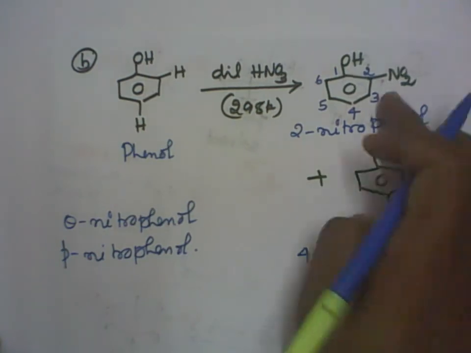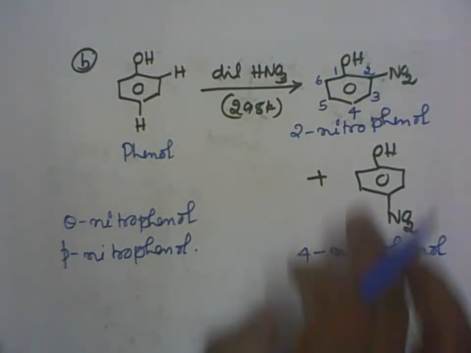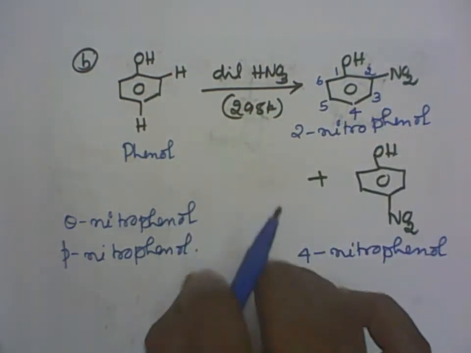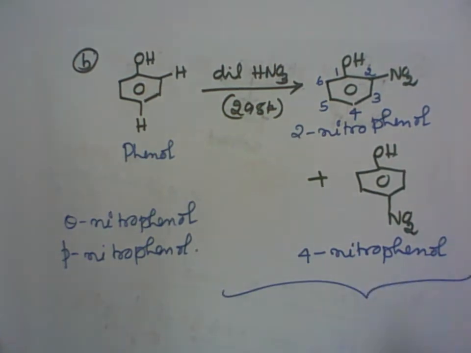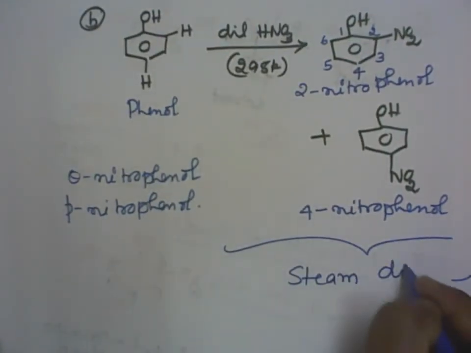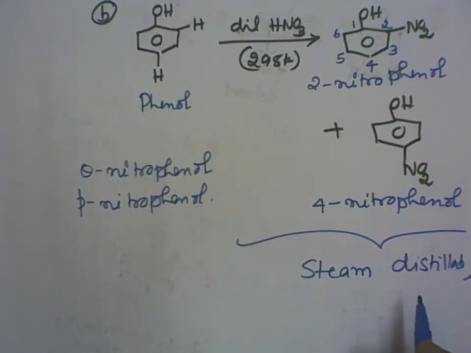Now, in the reaction vessel, it is present as a mixture. They'll ask one question: how will you separate these two from the mixture? There is one method called the steam distillation method. In the first year you have studied different types of purifying a compound, like steam distillation, fractional distillation, column chromatography, all those things.